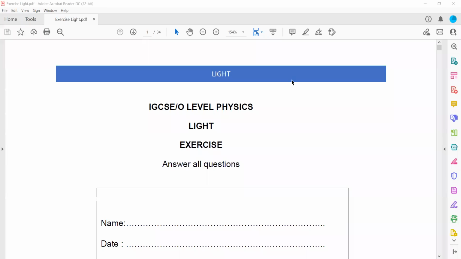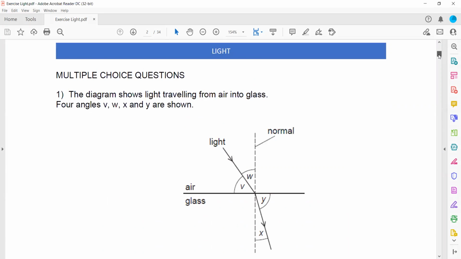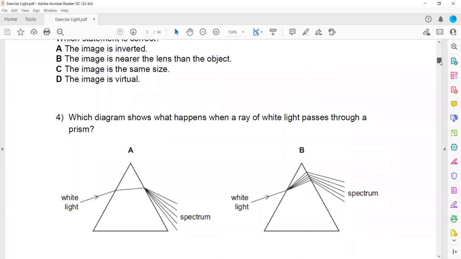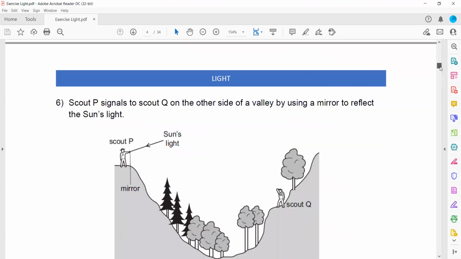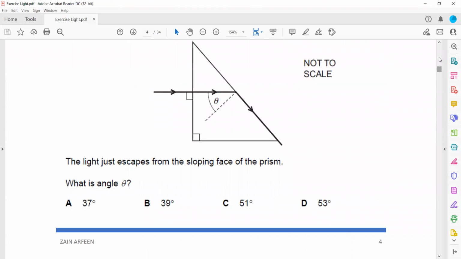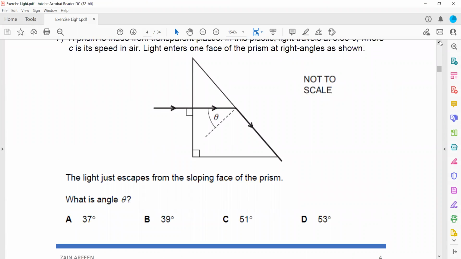So this exercise is related to the topic light, and mainly we'll do the questions related to critical angle, total internal reflection, as well as the formula which relates the critical angle and refractive index. So first we'll do some MCQs and then later we'll do the structured questions. Only the part which we have completed, that only we'll do.